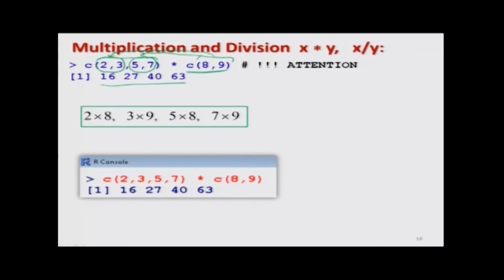So, if I try to write down what we are trying to do, it is something like 2, 3 multiplied by 8, 9 and 5, 7 multiplied by 8, 9, and this is what we are getting here, that these multiples are coming: 2 into 8, 3 into 9, 5 into 8 and 7 into 9, and this is the screenshot of this thing, right.